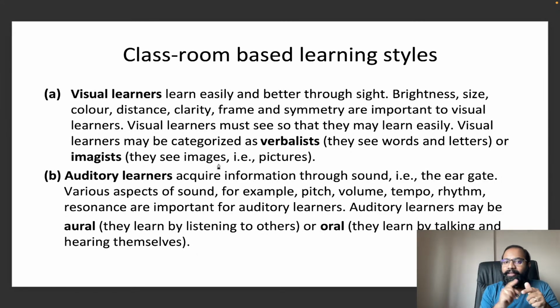As well as auditory learners also. But in the case of auditory learners, what's happening here? Through sound, meaning the ear gate: pitch, volume, tempo, rhythm, resonance. If I'm screaming like a politician at a public party, then can you focus? No, right? So in the case of auditory, the volume must be very clear. Volume has different aspects, like pitch, tempo, and all these things.